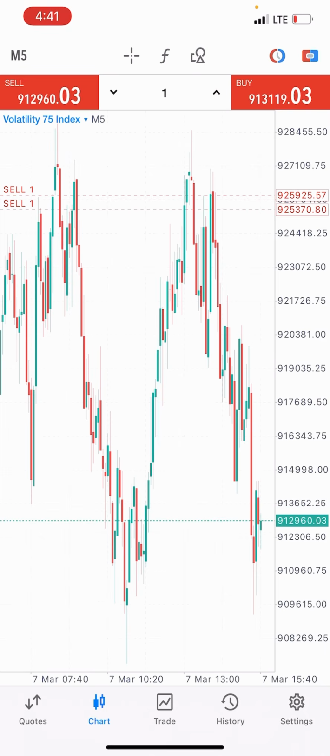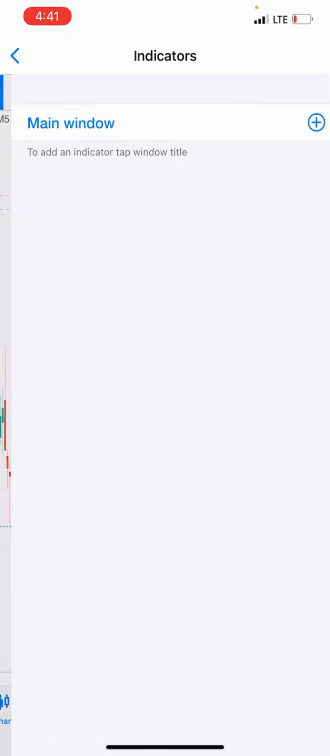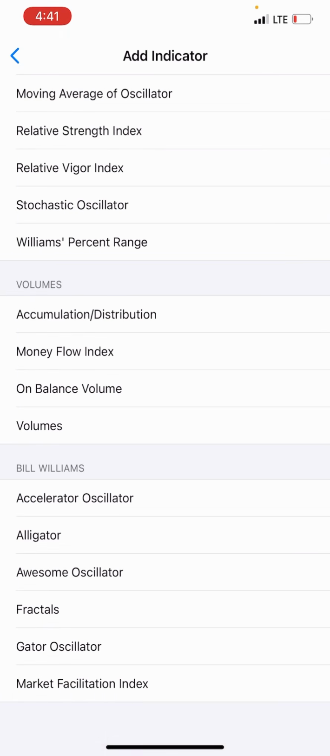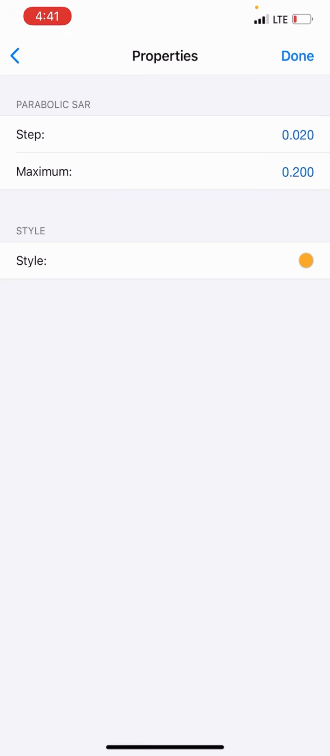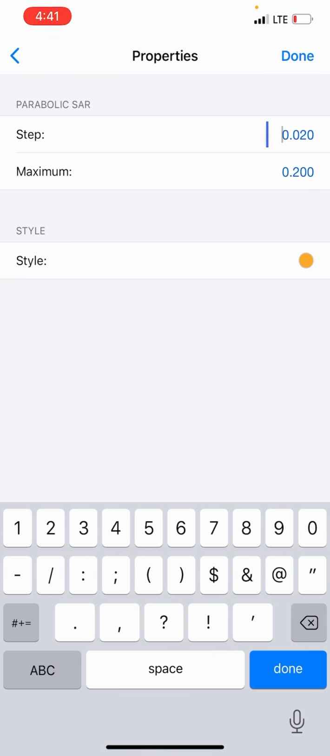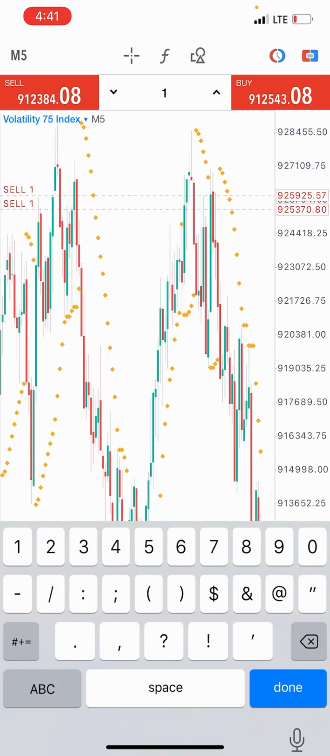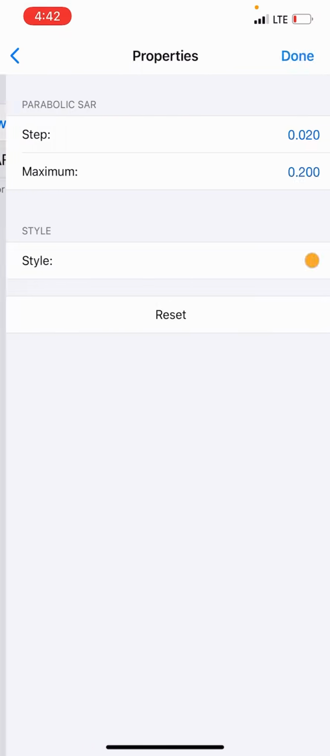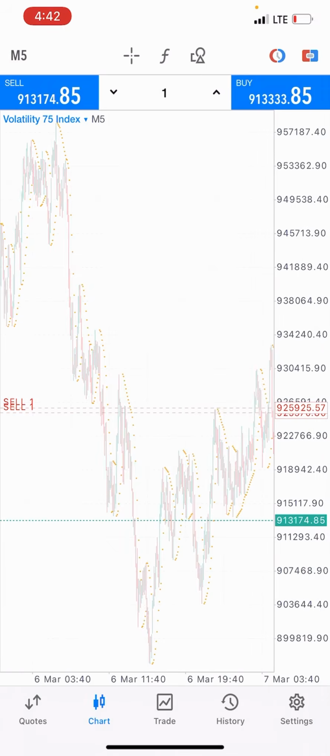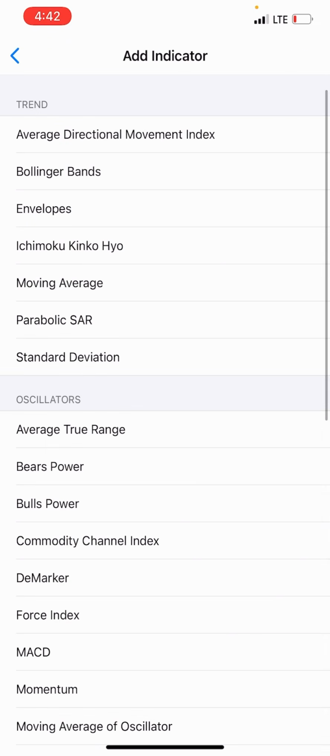Okay, good to go. The first indicator is the parabolic SAR, which we'll be using right now. You go to your indicator tab, parabolic SAR. You can see the step, you set it on 0.02. Then for the maximum, set it on 0.2. You click done. The second indicator will also be a parabolic SAR.